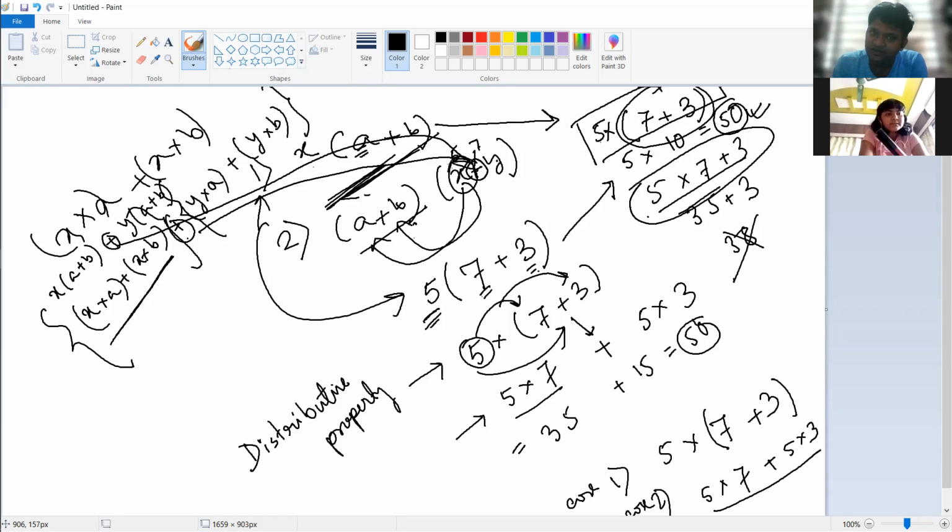Got it? Now expand this: x into a, x into b, plus. The plus will come over here normally. And again the expansion will be there: y into a plus y into b. Got it?